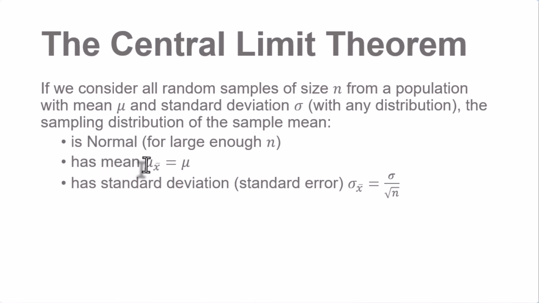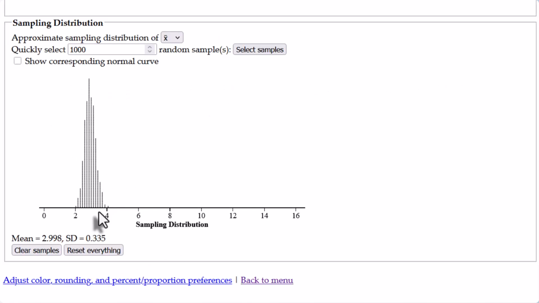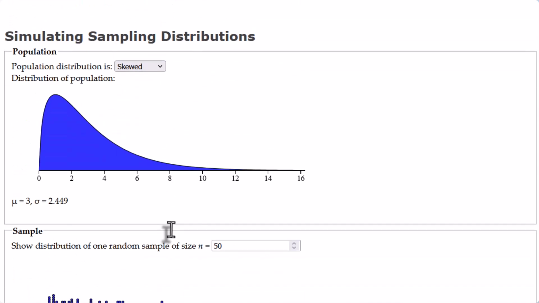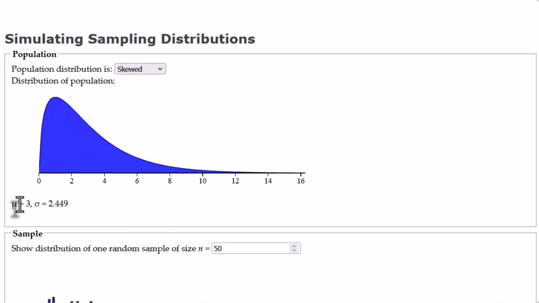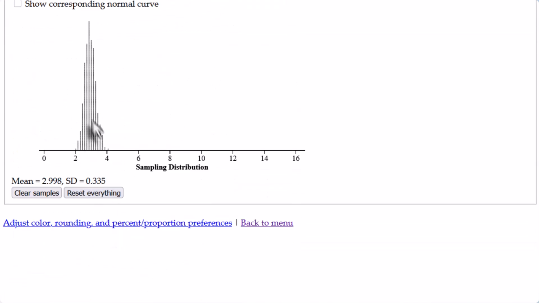The mean of the sampling distribution, so the mean of all the sample means, that would be the center of that peak of the sample mean distribution, will match mu, which is our population mean. So in the demonstration here the mean of these sample means was 2.998 and the population mean was actually 3. If we were able to get every possible sample, the mean that we see down here would actually be exactly 3.